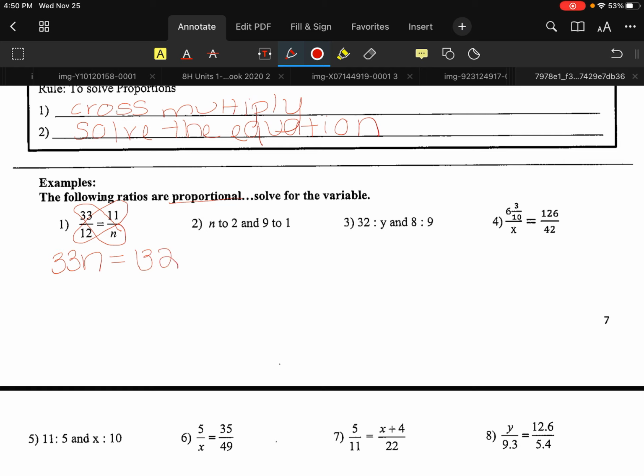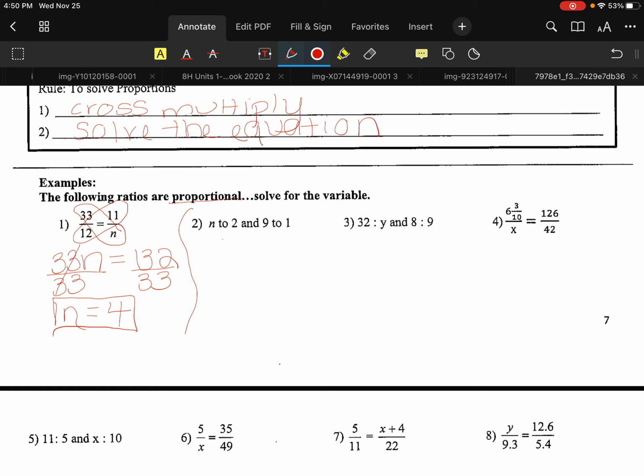Now I have a one-step equation. 33n equals 132. In order to get n by itself, I have to divide each side by 33. And that means n has to equal 132 divided by 33, which is 4. So in order for this to be a true statement, in order for these to be equal to each other, n would have to be 4.